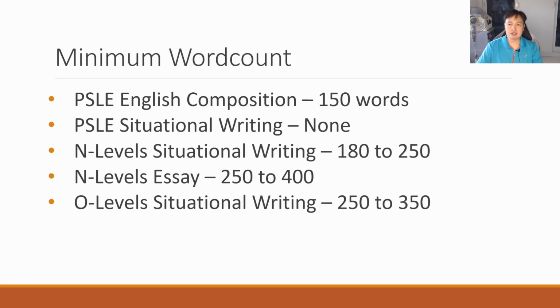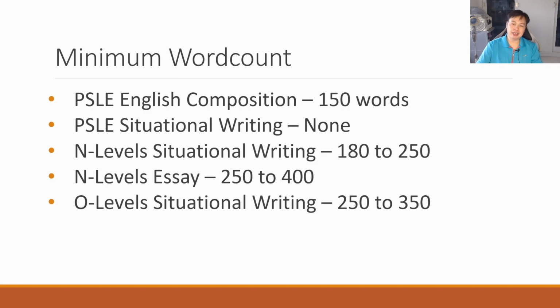Now as for O-levels, expectations have gone up. The O-level situation writing recommended word count is between 250 to 350 words. So again, recommended word count is up to 350. Based on my teaching, most students, once they hit the upper limit or slightly over, closer to the 400 word count, I think they have done a decent job. And that's what I've been teaching for my students who have achieved B3 and above.